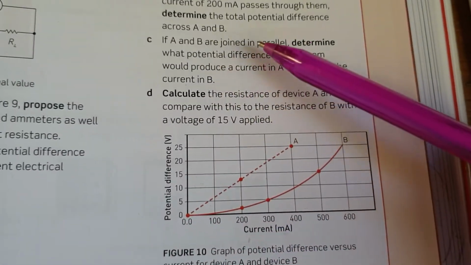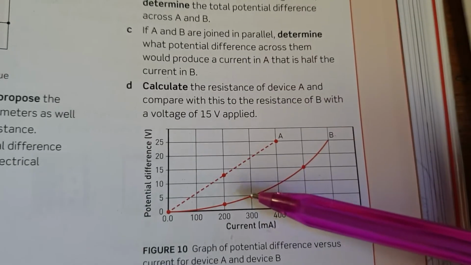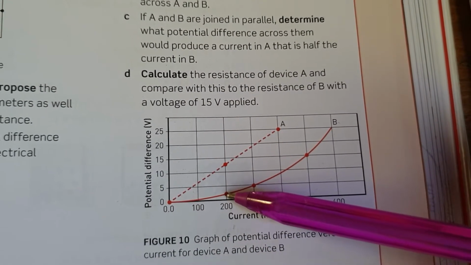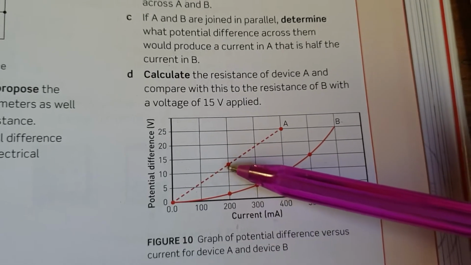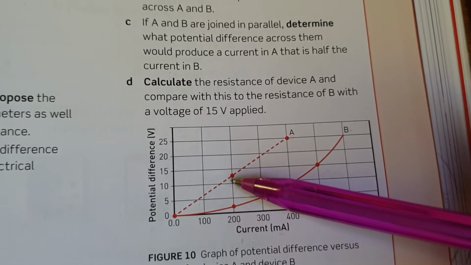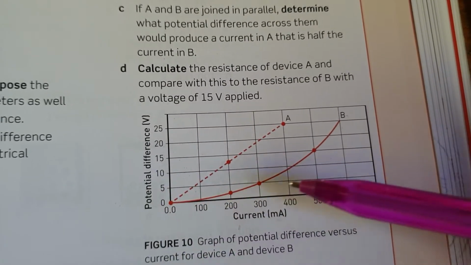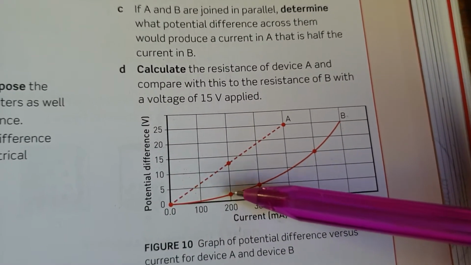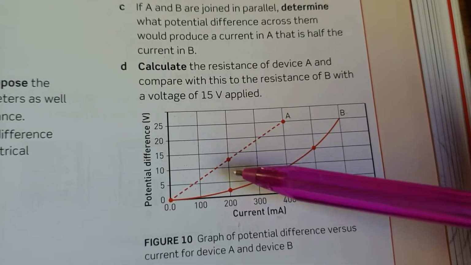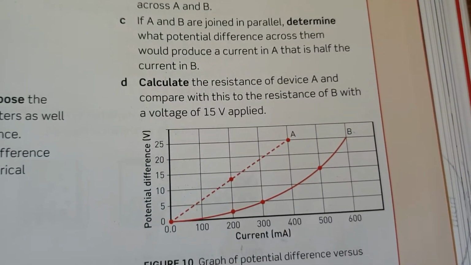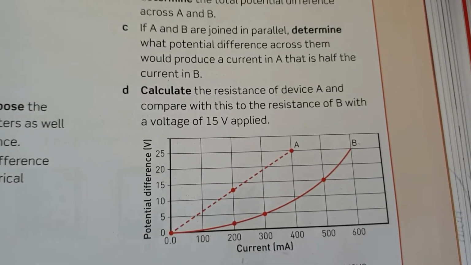So at 200 milliamps, we're just going to read it off the graph, and it's even got dots here to tell us. So 2.5 for B and 12.5 for A. That means that the total voltage drop, if you're going across A and B, is going to be 2.5 volts plus 12.5 volts, 15 volts. Again, simple. You just have to understand what's going on in the graph.